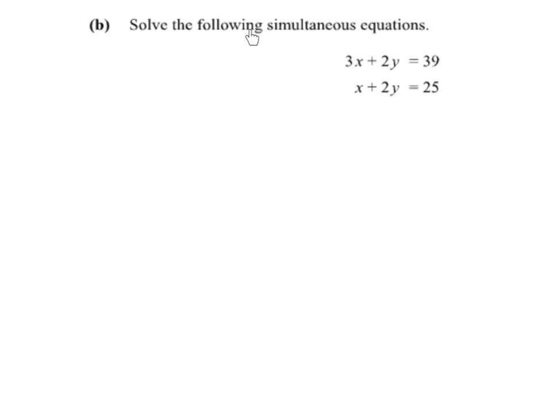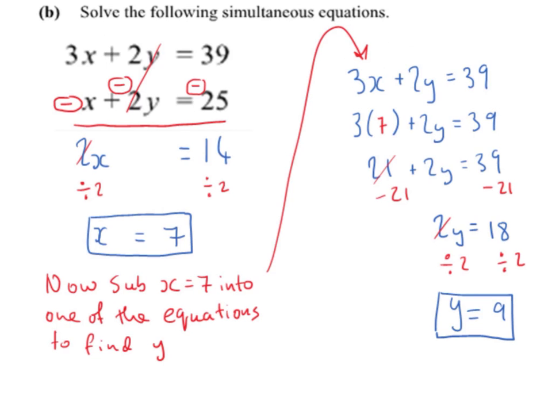Part B, solve the following simultaneous equations. 3x plus 2y equals 39, and x plus 2y equals 25. So solve means to find. We're trying to find x and find y. What are they equal to? Okay, so what we want to do is either get rid of the x's or get rid of the y's, because we're trying to find one letter first.